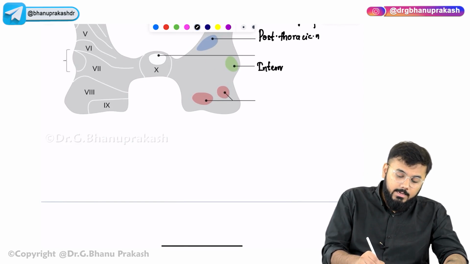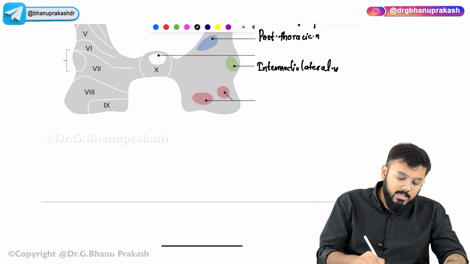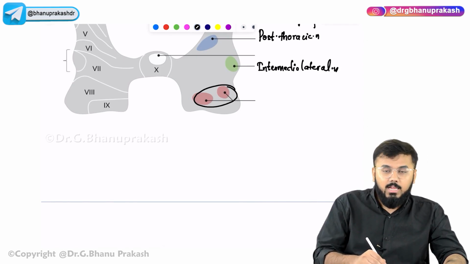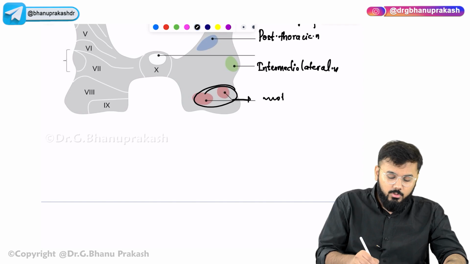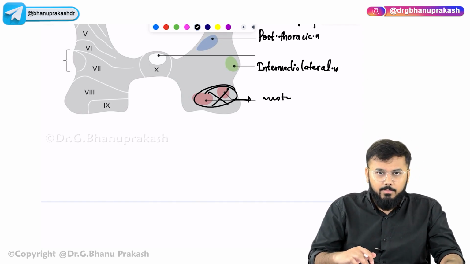Okay, this is your intermediolateral nucleus. And finally the last one, the sacral parasympathetic nucleus, is not shown here, but these two are not other nuclei. I mean, these are just motor neurons. Okay, this is not the important part. You know, from the ventral region, the motor neurons will come up.